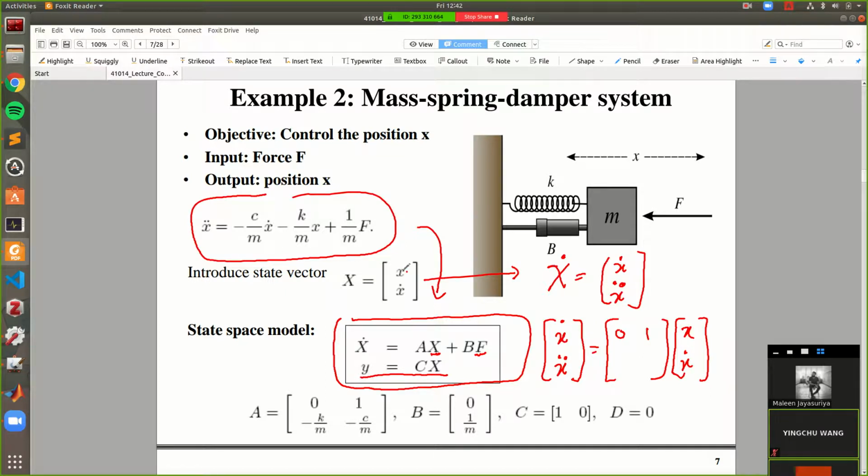Remember the difference between simple x and capital X, right? So capital X represents this whole vector, right? So I'm dealing with capital X here, right? So capital X dot and capital X, how it's related is like this, right? If I multiply x into 0, I'll get 0. If I multiply x dot into 1, I'll get x dot, right? And then the relationship between x double dot and the state vector is like this, right?